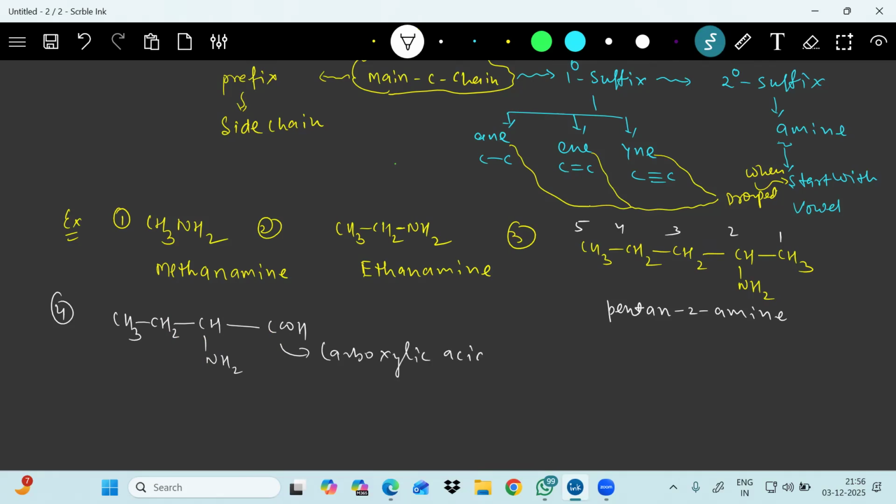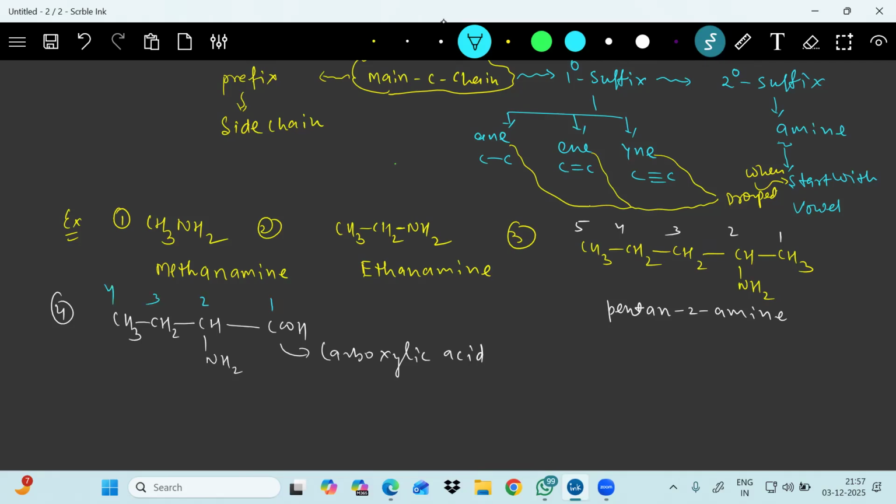So now this is not an amine. The NH2 group is there, but if any senior functional group is present, the entire chemical property depends on the senior functional group. So now it is not an amine; this will be a carboxylic acid. We start numbering from the right side: carbon one, two, three, four.